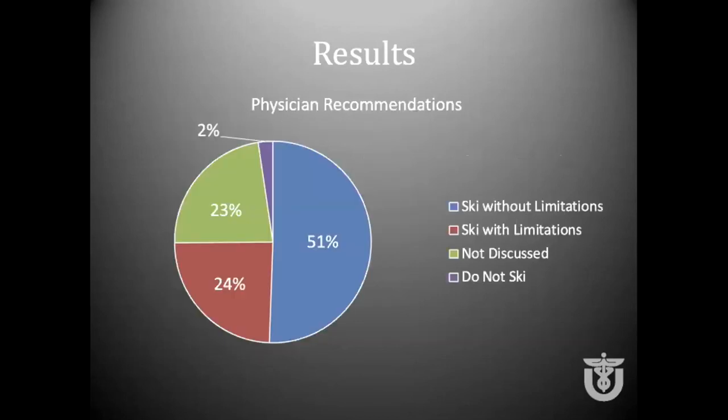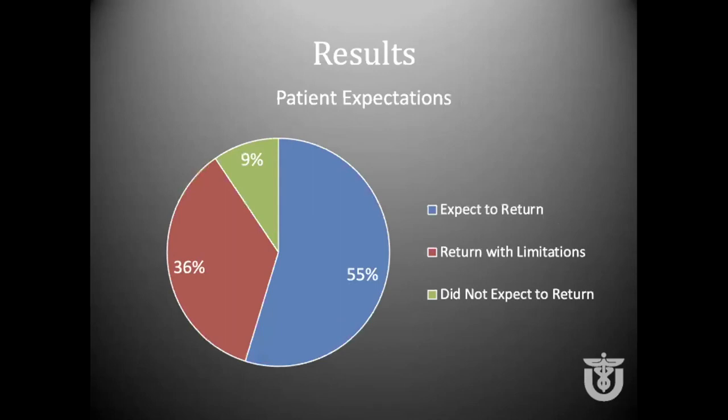Moving on to physician recommendations and patient expectations. Patients reported that their clinician stated preoperatively that they could ski without limitations about half the time, a quarter of the time they could ski with limitations, and it wasn't discussed the remaining quarter of the time. This is compared to patient expectations: 55% expected to return without limitations postoperatively, about 36% expected to return with limitations, and only 10% didn't expect to return.